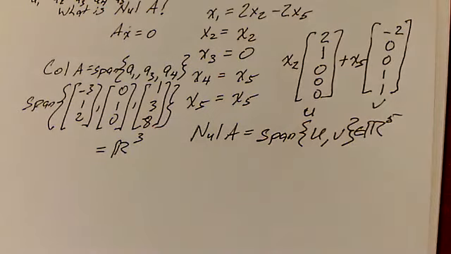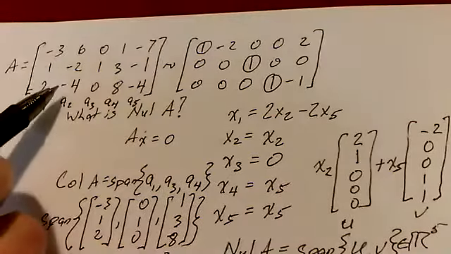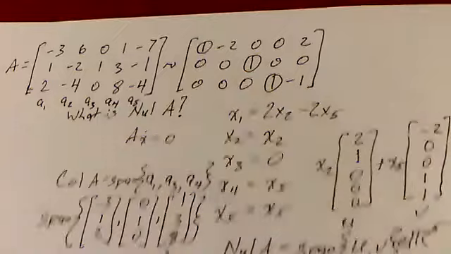Okay. Well, my null space is in R5. So notice that distinction. Look back at your original matrix A. I had 3 rows and 5 columns. So there's that 3 and 5 again.